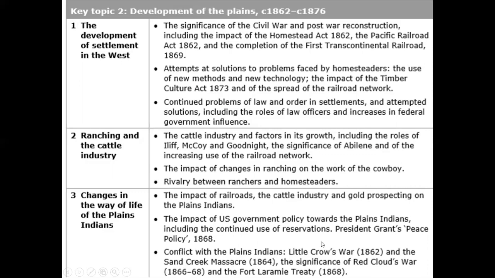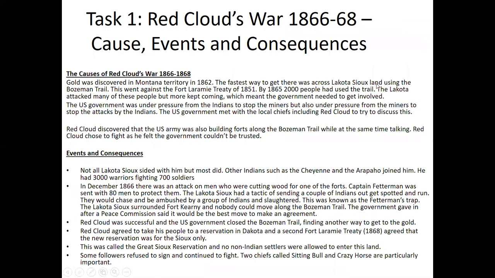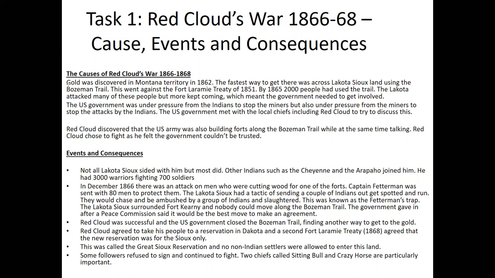But the second Fort Laramie Treaty, the one of 1868, is very influential. It's a massive consequence of Red Cloud's War of the years 1866 to 1868. So let's delve a bit more into it. The causes, once again, gold. Gold was a big reason why this war was triggered. Gold was discovered in Montana in 1862. Remember, this war doesn't happen until 1866 to 1868, but the trigger was gold.